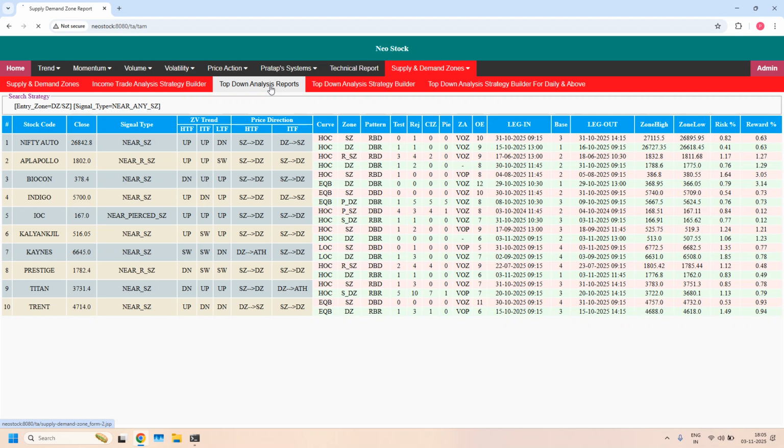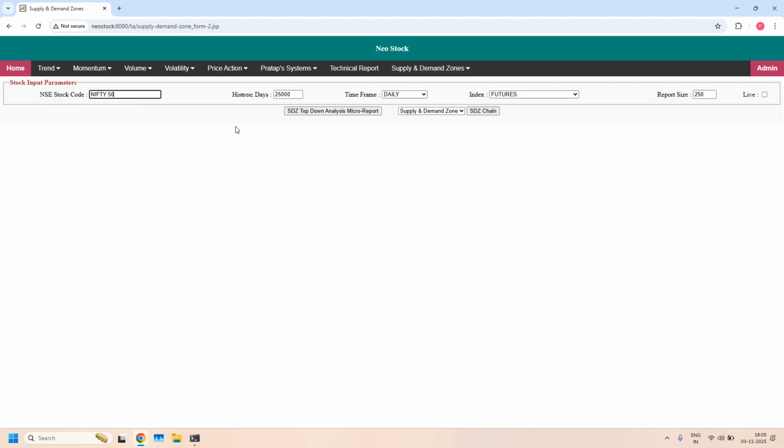Next, I will generate NIFTY and BANKNIFTY supply demand zone chain. First, starting with monthly supply demand zone chain for NIFTY.